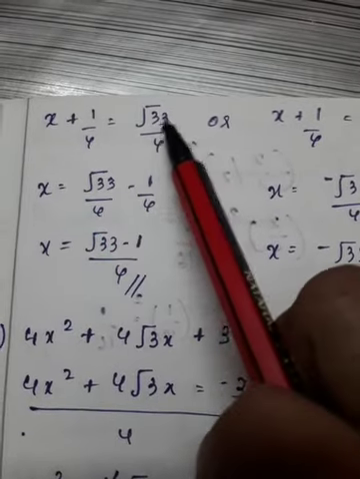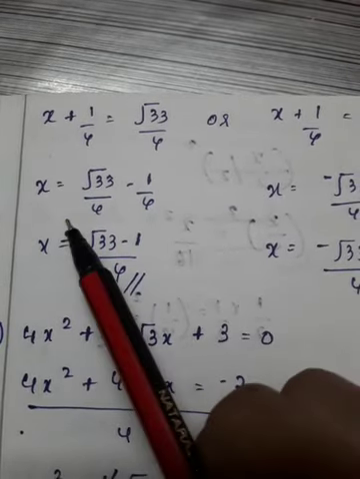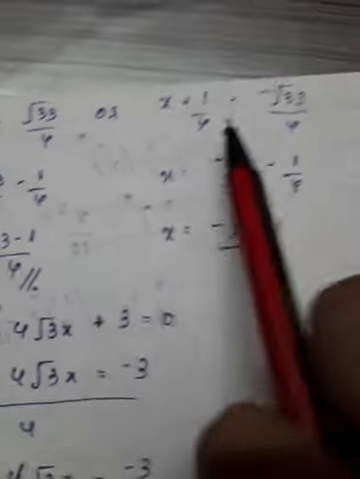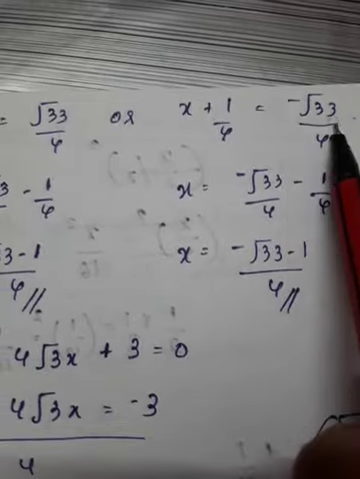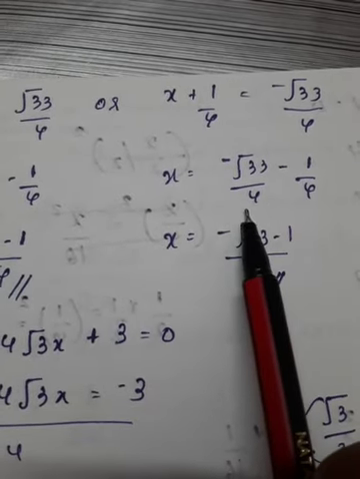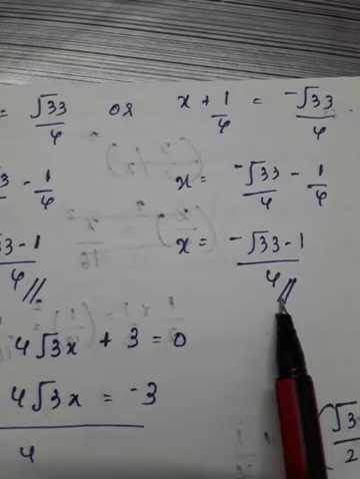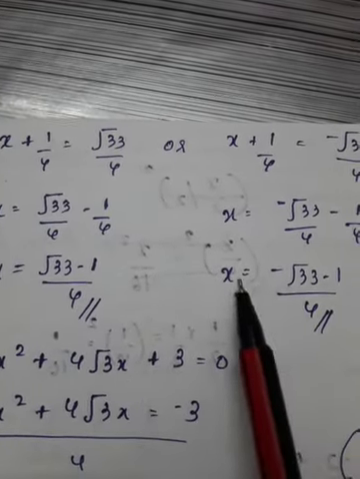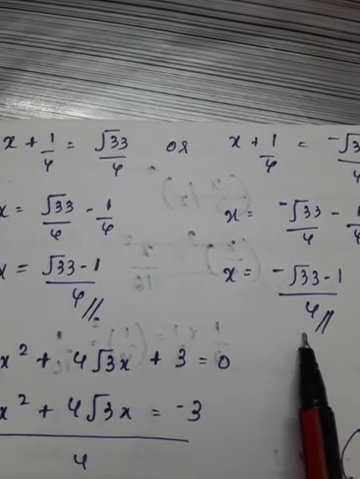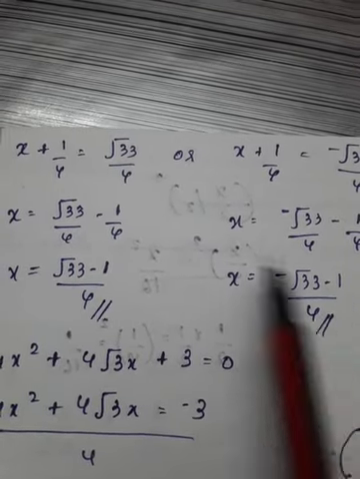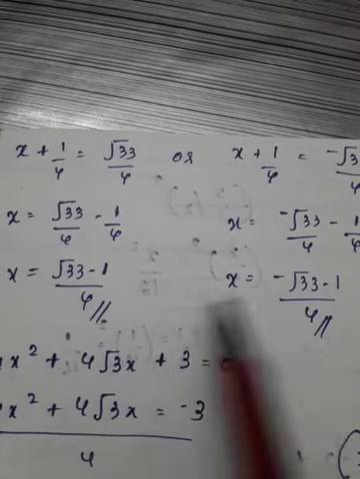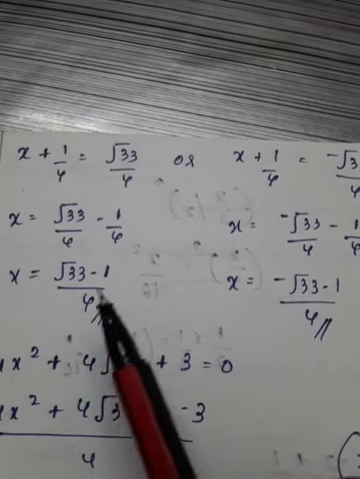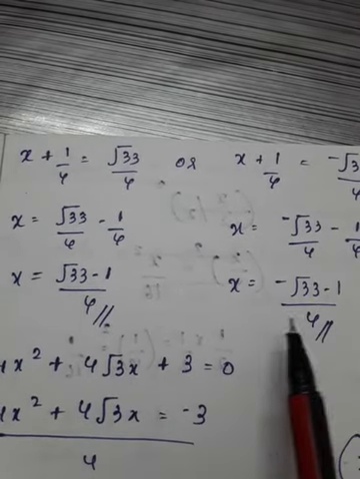If x plus 1 by 4 is positive root 33 by 4, then x equal what? Root 33 minus 1 by 4. Then if x plus 1 by 4 is negative root 33 by 4, then negative root 33 minus 1 by 4. So value of x is root 33 minus 1 by 4 or negative root 33 minus 1 by 4. So these are the values of the solutions. Values of the variable x is root 33 minus 1 by 4 or negative root 33 minus 1 by 4.